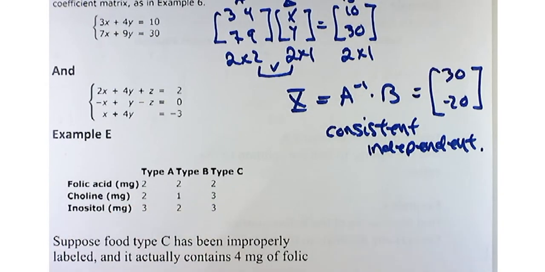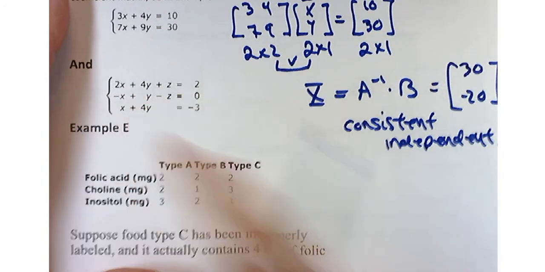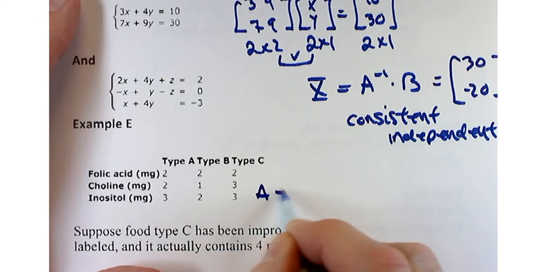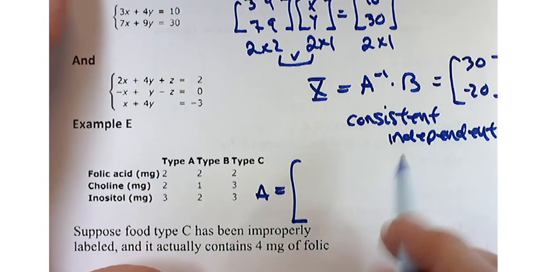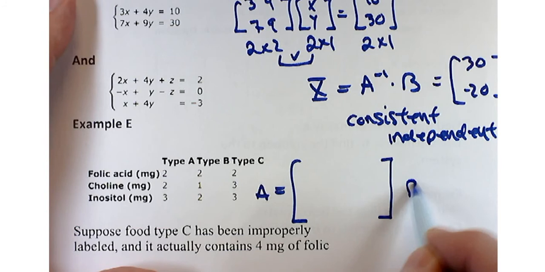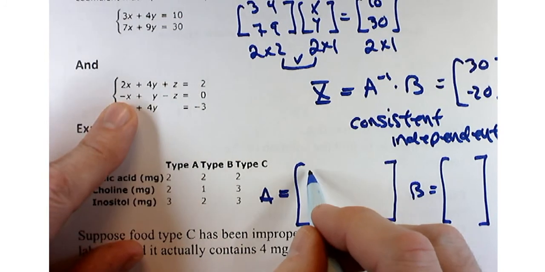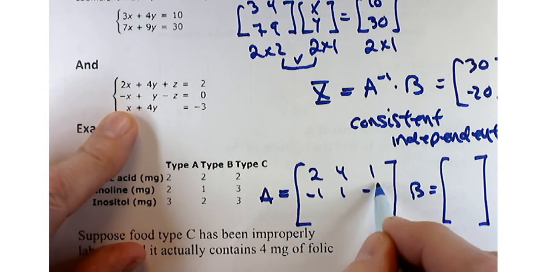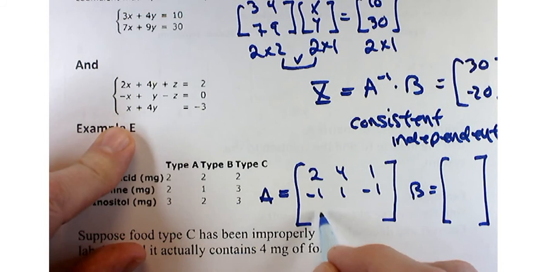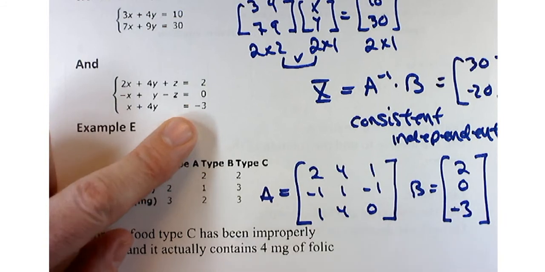But let's work on something like this. Again, if you're going to solve this with matrices, then we need to write A. And if you want to, see if you can pause the video and figure out what A and B are going to equal. A is just going to be the matrix of coefficients: 2, 4, 1, negative 1, 1, negative 1, 1, 4, and 0. B is 2, 0, negative 3.